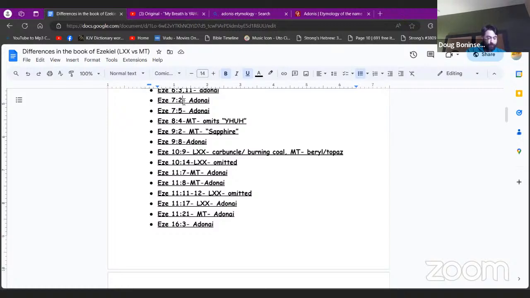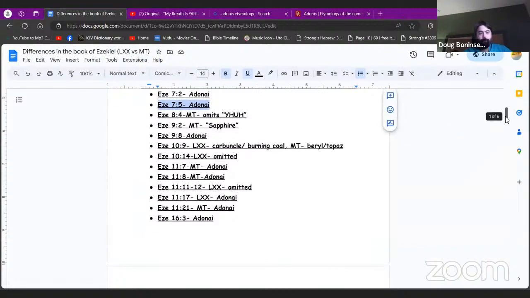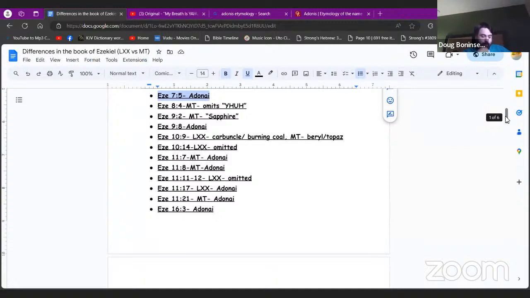Okay. Now, if we go to the Septuagint in the same verse, it says, thus says Yahuwah, an end is come to the land of Yasharal, and the end is come on the four corners of the land. So again, you have no Adonai there in the Septuagint. So, all right. Ezekiel 7, verse 5.